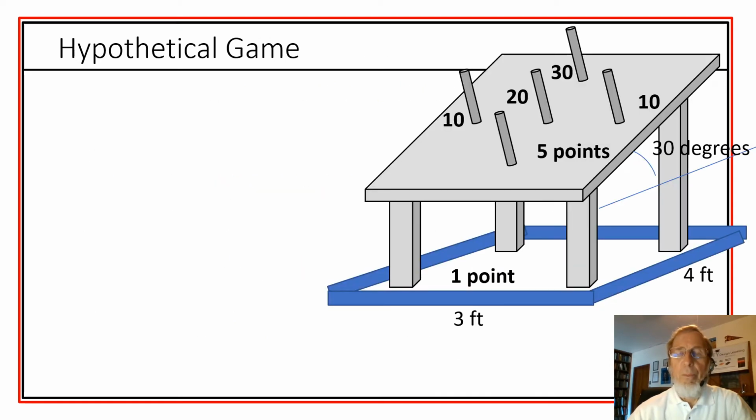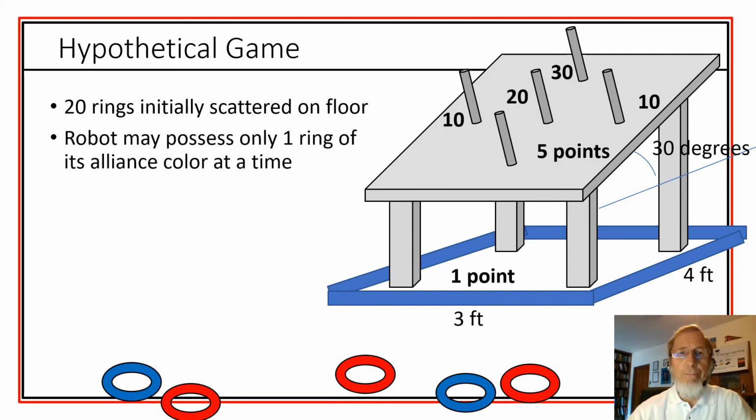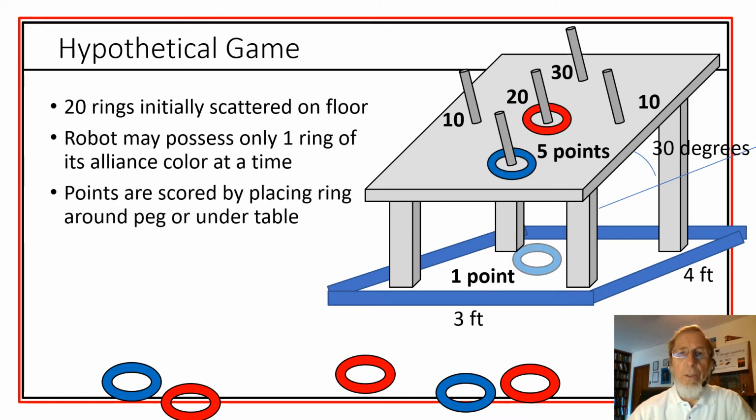So let's get more specific. Let's look at a hypothetical game. We have shown here a layout for scoring. There are 20 rings initially scattered on the floor. The robot may possess one ring of its own color at a given time. Points are then scored by placing that ring around a peg or under the table, and the number of points is as shown.